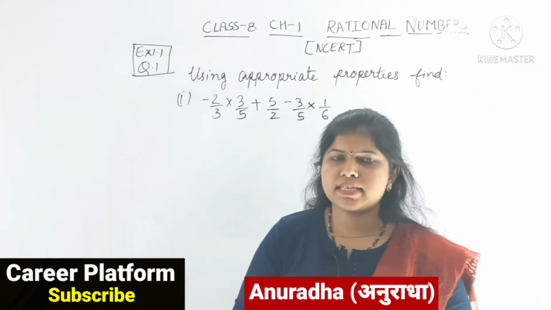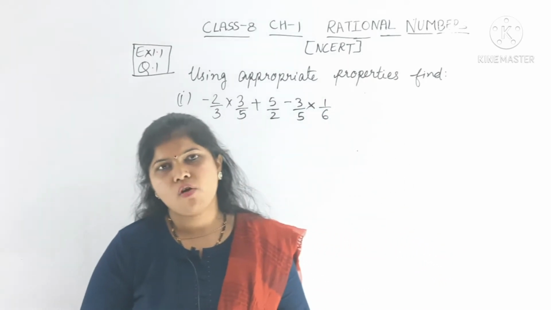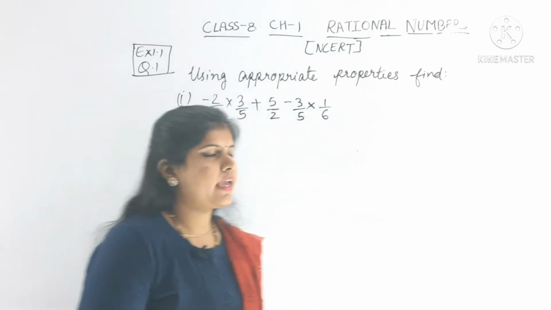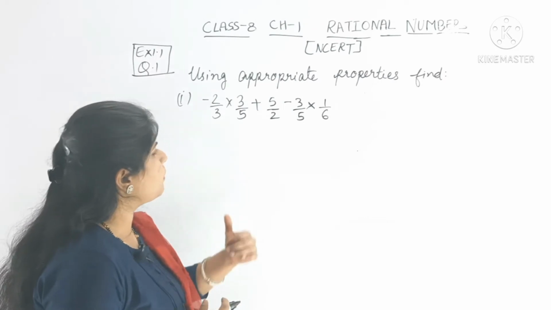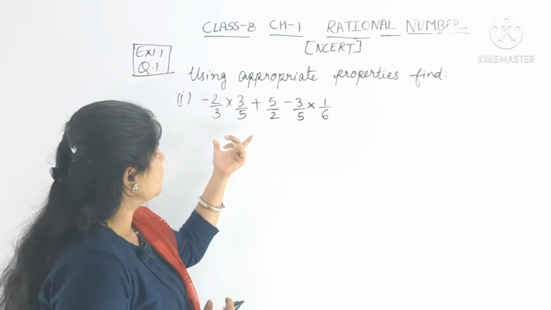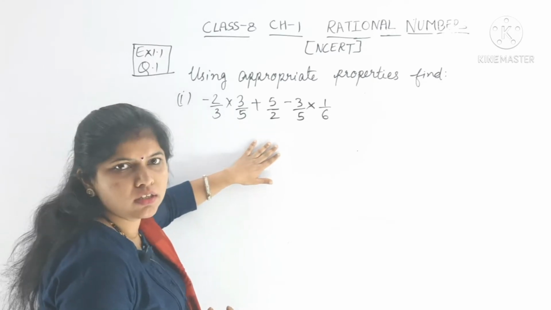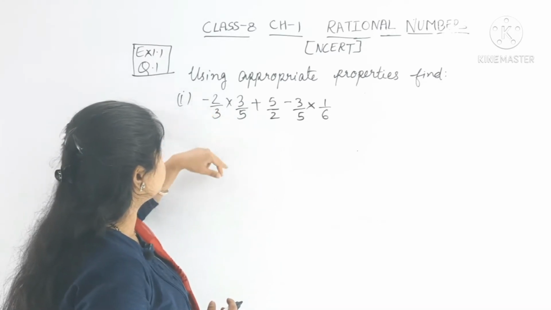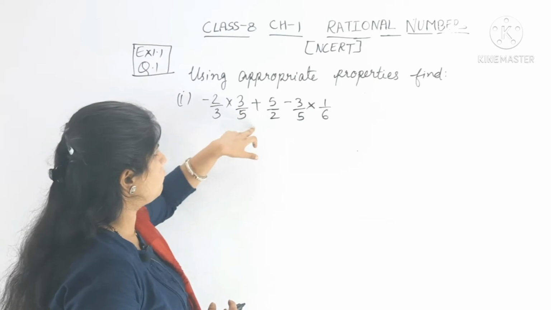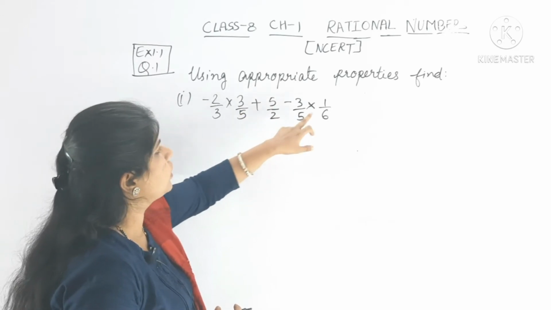Now let's see exercise 1.1 of class 8, chapter number 1. What is the question? Using appropriate properties we have to find this one. This is the equation that is given: minus 2 by 3 multiplied by 3 by 5 plus 5 by 2 minus 3 by 5 into 1 by 6.